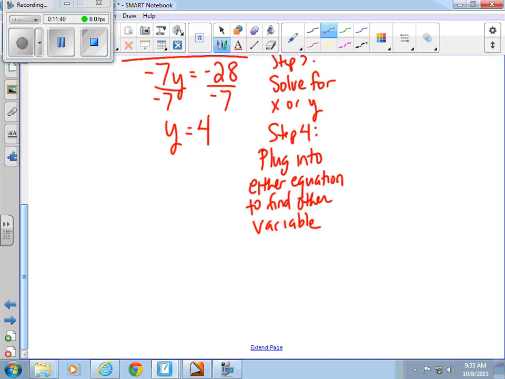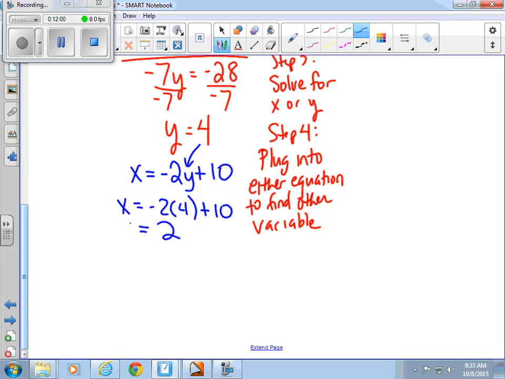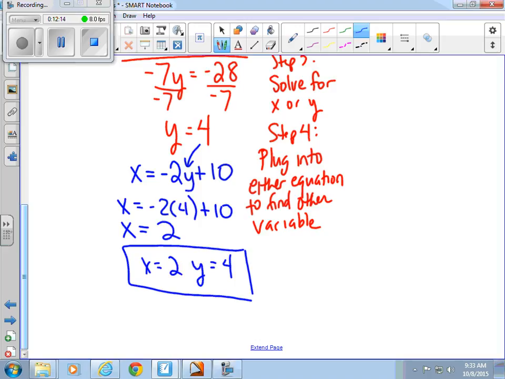So I know that x, someone remind me, what was the equation, x equals what? Negative 2y plus 10. So I'm going to put that 4 in for y. Negative 8 plus 10 is 2. So I get x equals 2, y equals 4. Is that the same thing I got graphically? Yes.